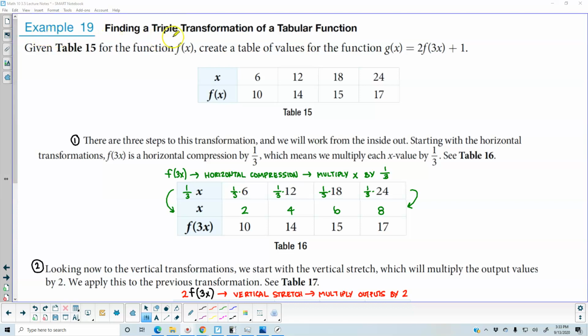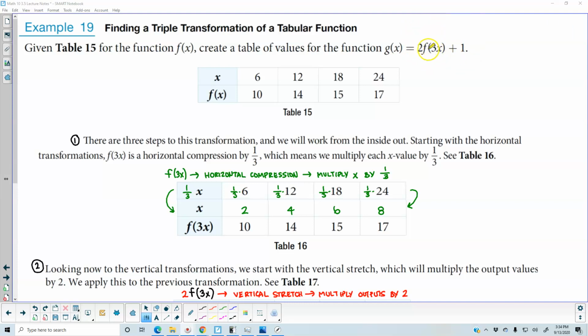Example number 19, finding a triple transformation of a tabular function. Given table 15 for the function f of x, we want to create a table of values for the function g of x, which is equal to 2 times f of 3 times x plus 1. So we need to observe what's going on here.